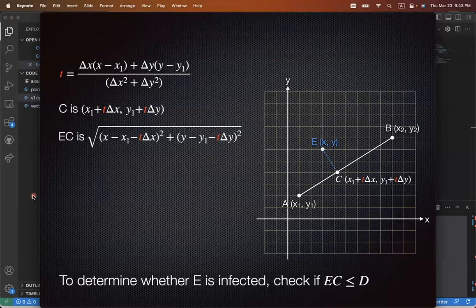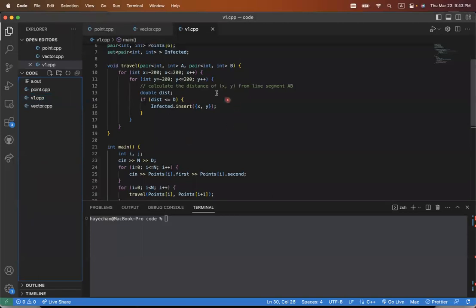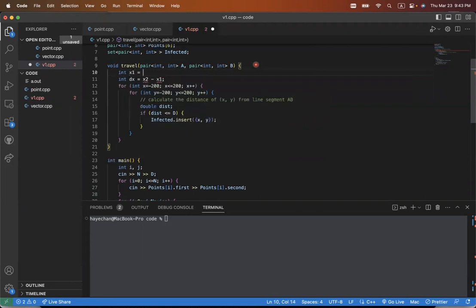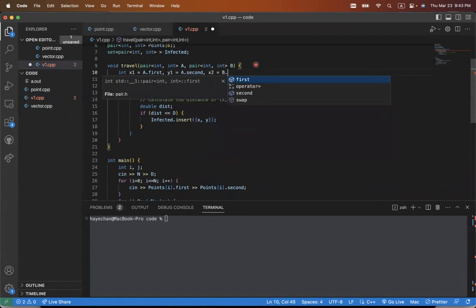Okay, let's write C++. Let's express these ideas in C++. To do that, the first step is it's really convenient to calculate dx, right? So dx is x2 minus x1. We don't have x1, x2 yet, so let's write down x1 is a dot first, and y1 is a dot second, and then x2 is b dot first. y2 is b dot second.